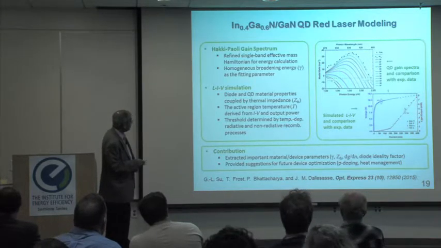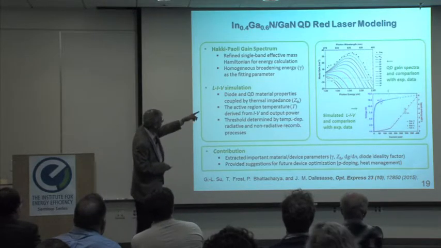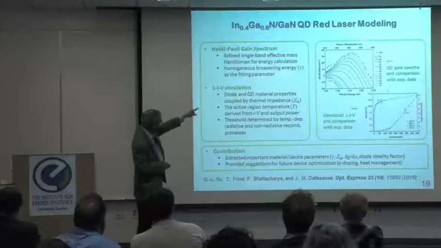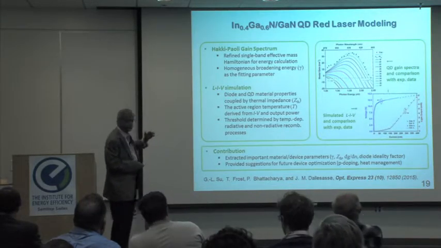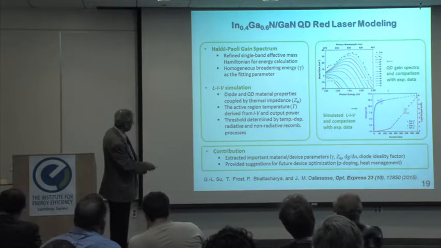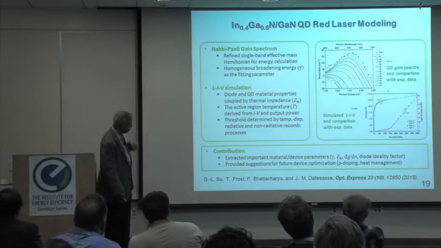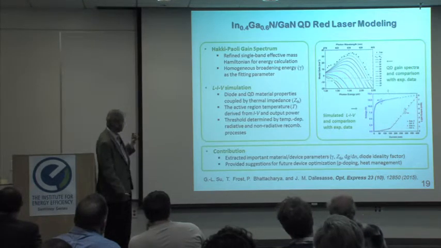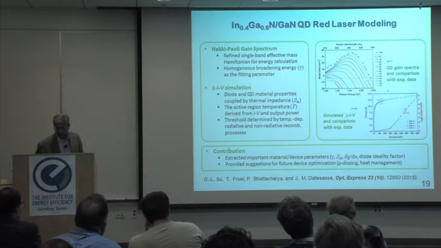So there's 58 meV or so of inhomogeneous broadening, and the disagreement at the lower photon energies is due to compositional inhomogeneities and size variations and all that. And there you see the fit of the LIV characteristics. So we get some very valuable information about the material, about the devices, about the heating, and how to design future devices, and so we are following up on this.